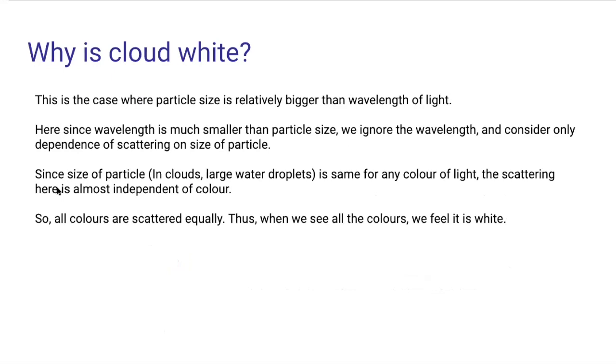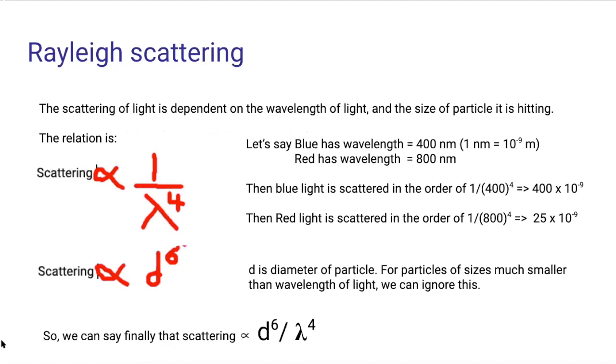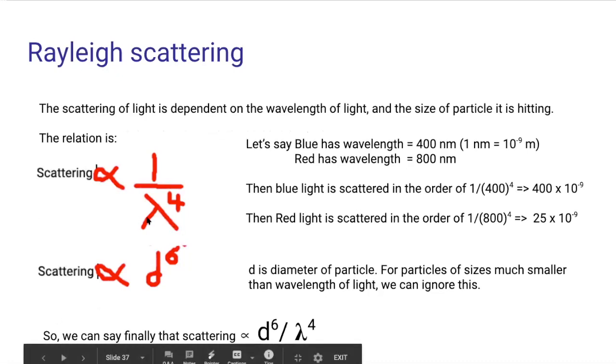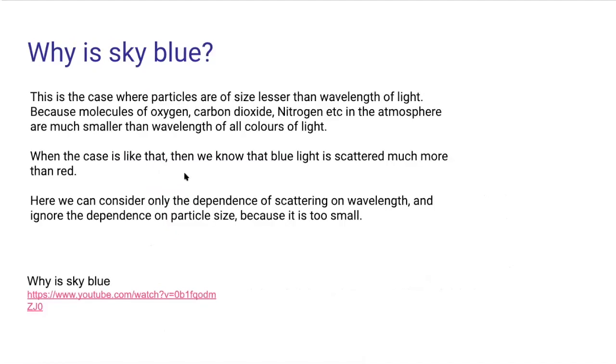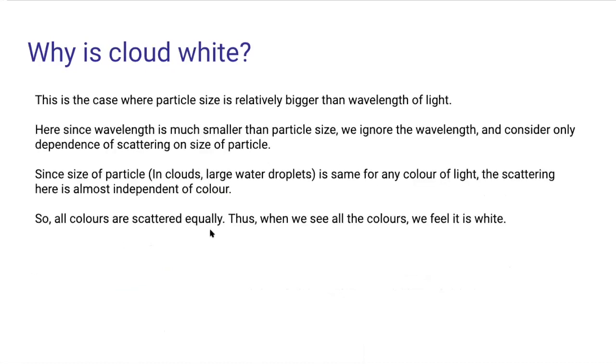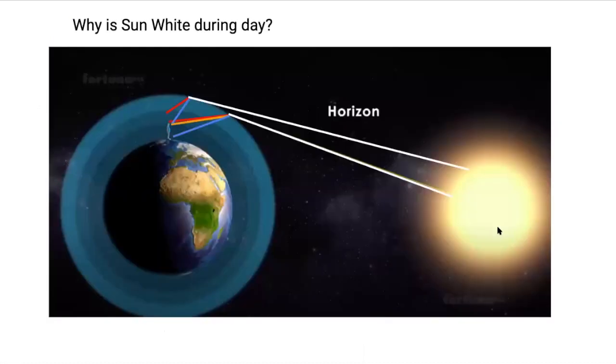Even if red comes or green comes or blue comes, the scattering is almost the same because we are ignoring the lambda here. We are ignoring the wavelength because the particle size is so much bigger. That's why, because all the colors are reflected equally, we see the cloud as white. Why? All the colors combined is white. Okay, all the colors scattered equally, thus we see it is white.